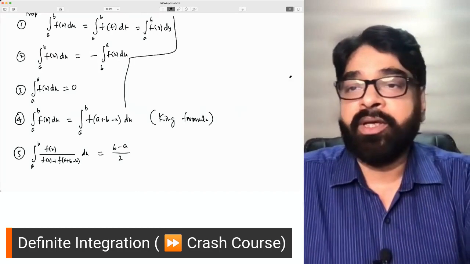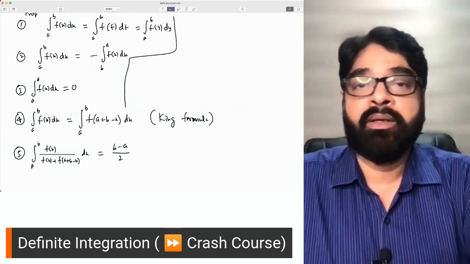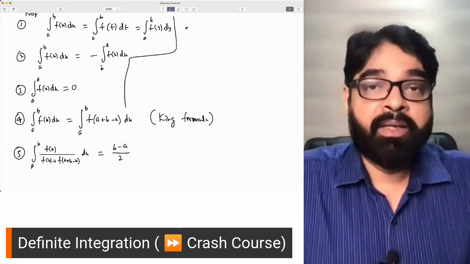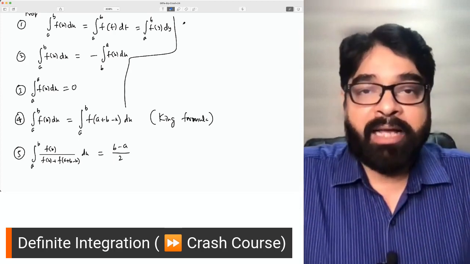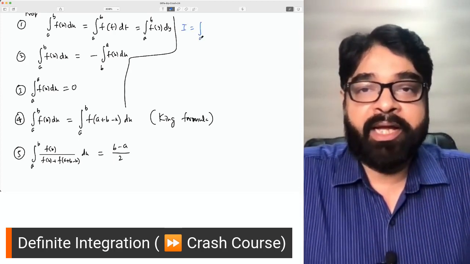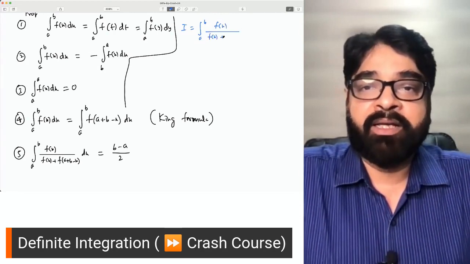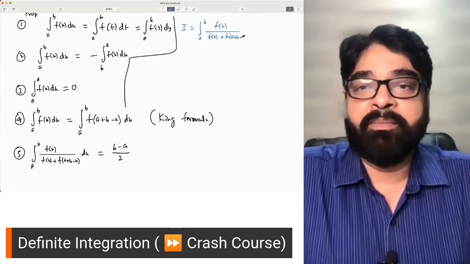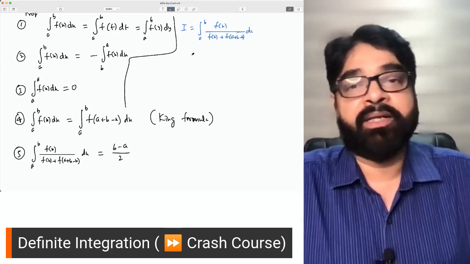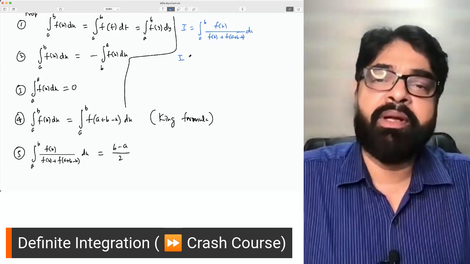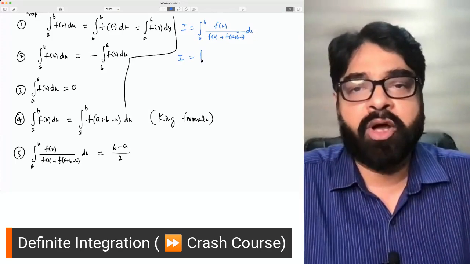Here itself I'm showing. Okay. This I assume I. So I equals the integral from a to b of f(x) divided by f(x) plus f(a plus b minus x) dx. Right? Can I apply the King formula? Yes. Any moment of time, apply the King formula. Who is going to stop you?